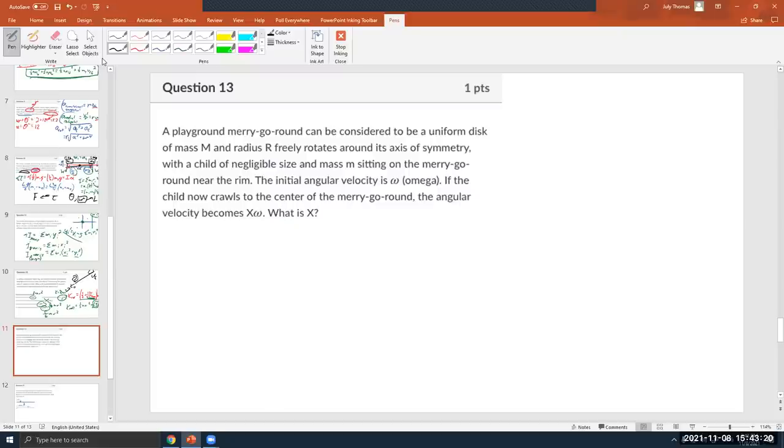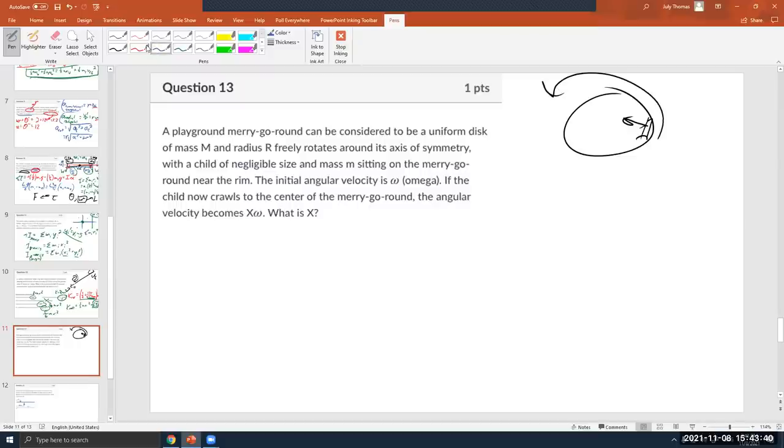Merry-go-round, you have a child on the edge, and then the child's going to crawl toward the center, and we want to know the new angular velocity. This is a problem that comes up a lot. There's also like a cockroach problem that you'll see on old exams. We start off, we're rotating, there's something at the edge, and then that thing at the edge is going to move toward the center as the thing continues to rotate.